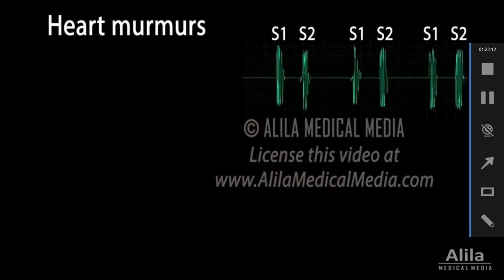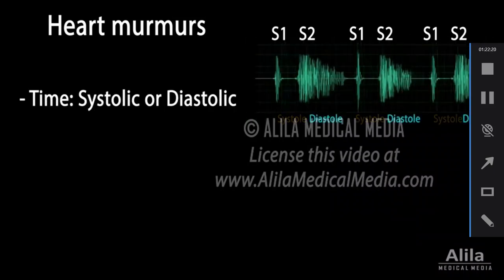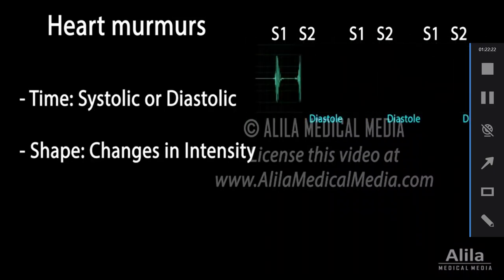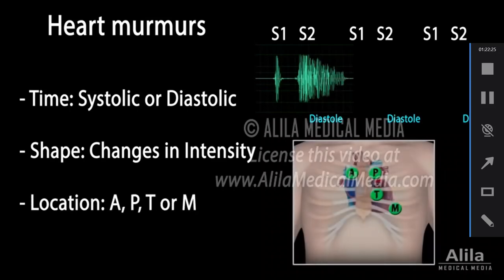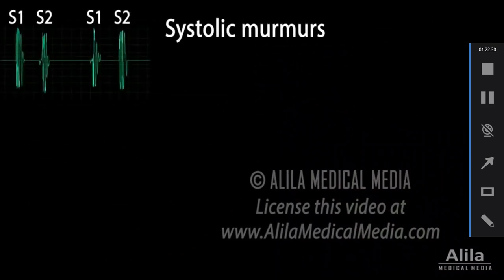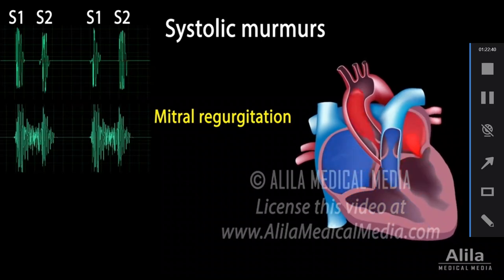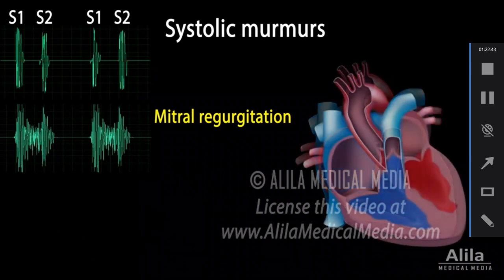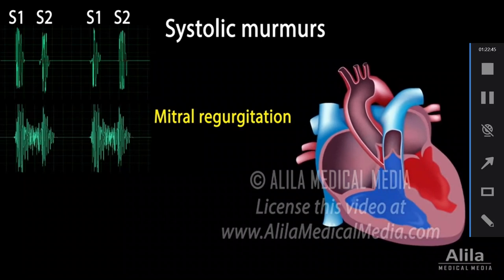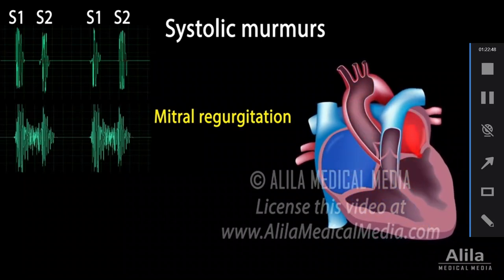Heart murmurs are whooshing sounds produced by turbulent flow of blood. Murmurs are diagnosed based on the time they occur in the cardiac cycle, their changes in intensity over time, and the auscultation site where they are best heard. Examples of conditions associated with common systolic murmurs include mitral valve regurgitation, when the mitral valve does not close properly and blood surges back to the left atrium during systole. The murmur starts at S1 when the AV valves close and maintains the same intensity for the entire duration of systole.